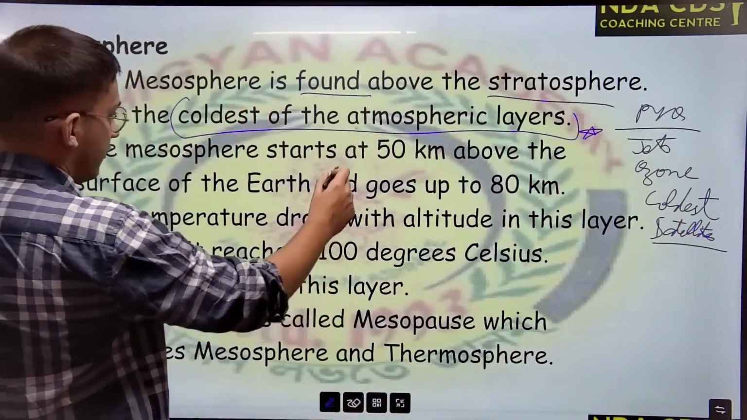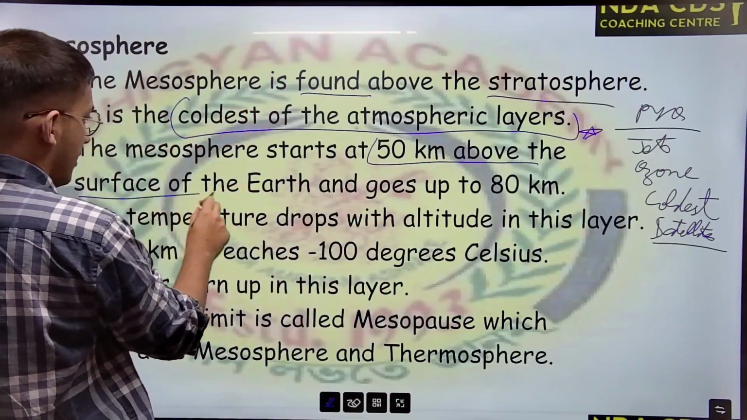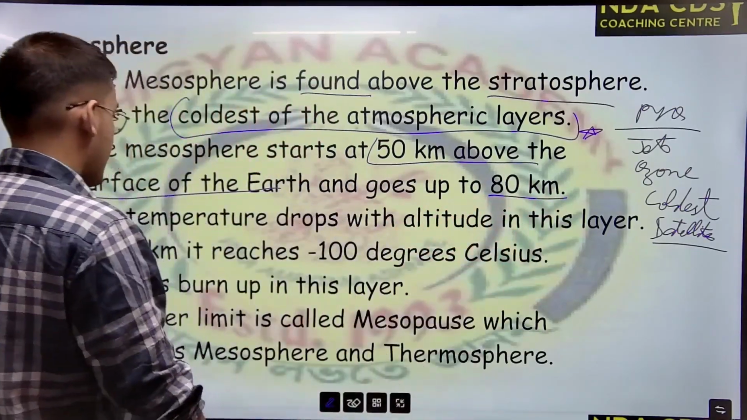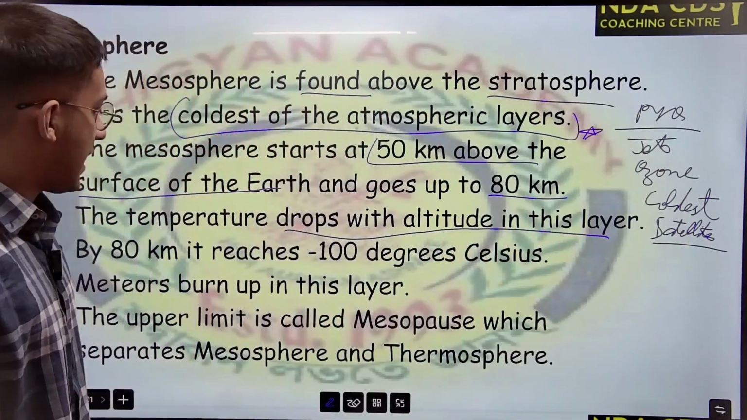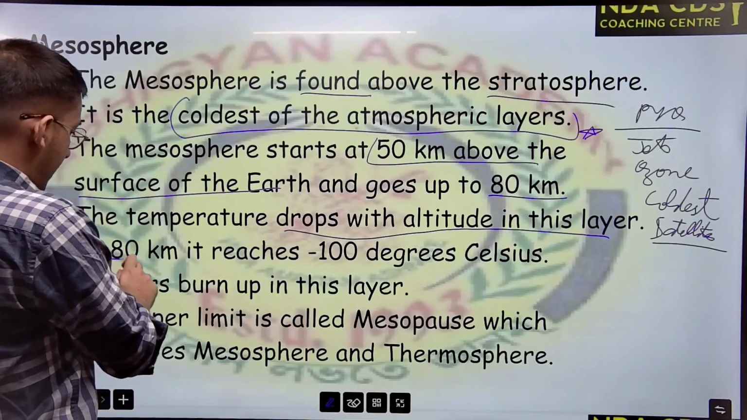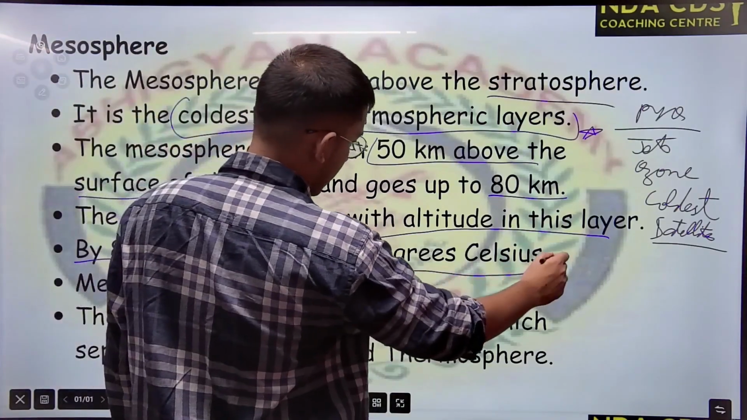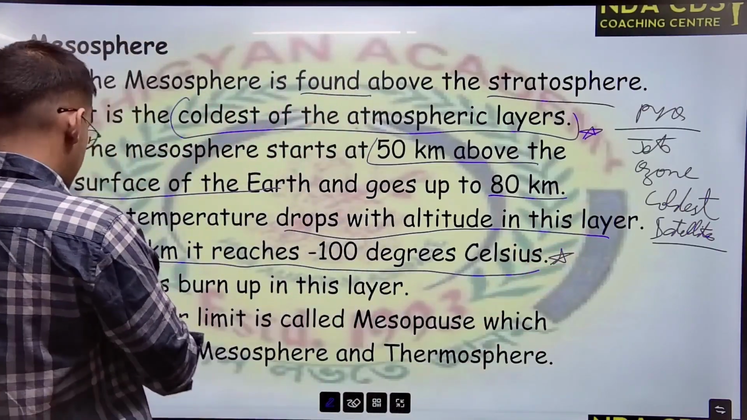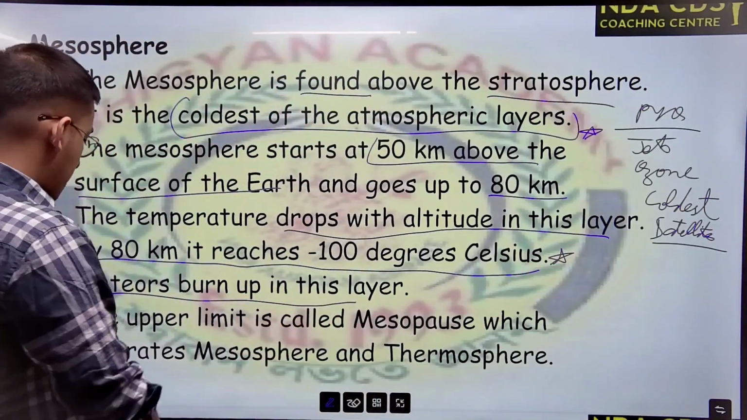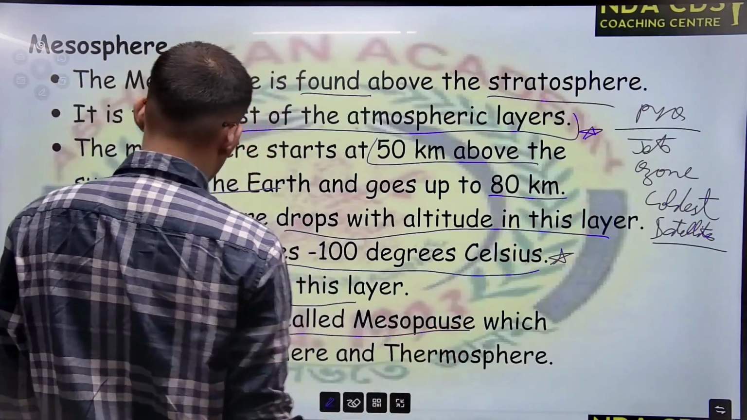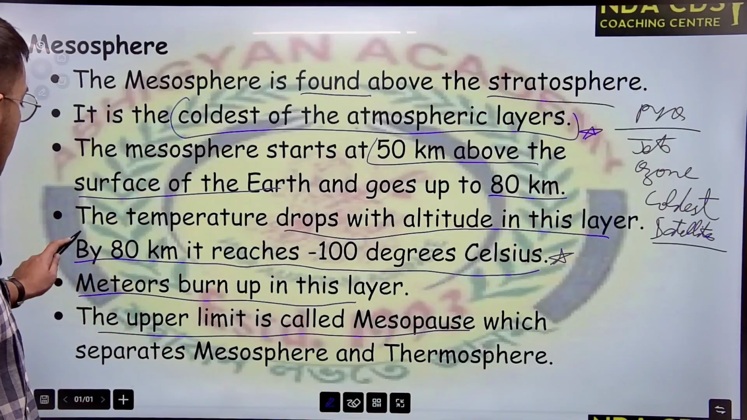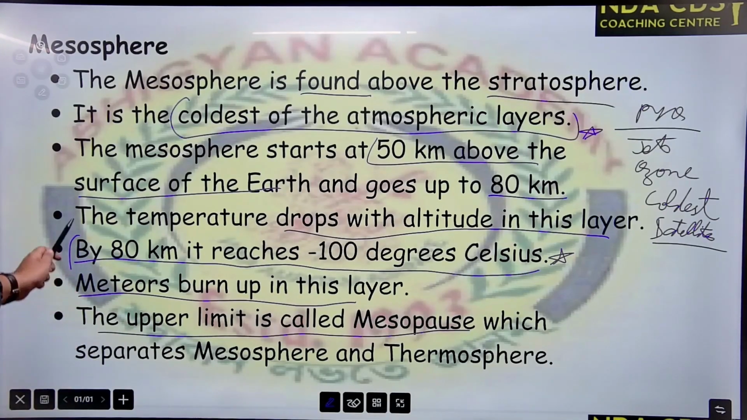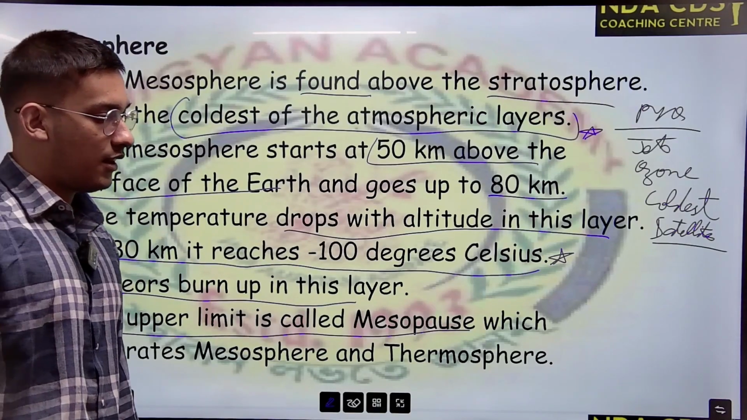The mesosphere starts at 50 kilometers above the surface of the Earth and goes up to 80 kilometers. The temperature drops with altitude in this layer, so it means it has a normal lapse rate. By 80 kilometers it reaches minus 100 degrees Celsius. It's an important point here. Meteors burn up in this layer. The upper limit is called the mesopause. So these are the main points for the mesosphere. Basically, you have to remember that by 80 kilometers it is minus 100 degrees Celsius. Temperature drops with altitude. Also, it is the coldest of the atmospheric layers.